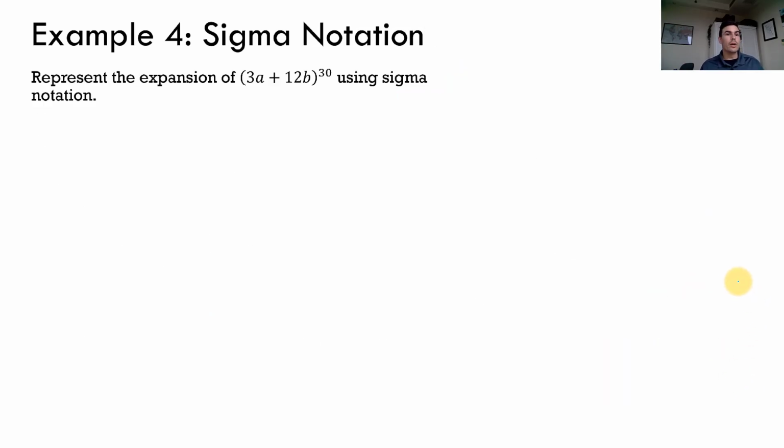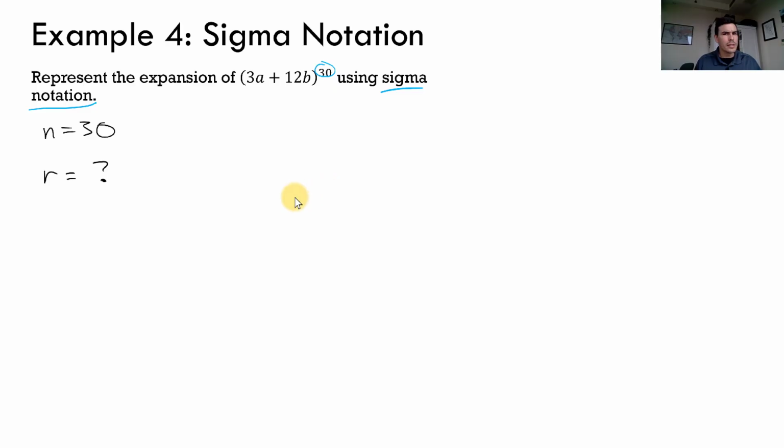Okay, last one here. We are going to represent our expansion of 3a plus 12b all raised to the 30th power using sigma notation. And we know that we have patterns here, which is why we want to think of this as series and sigma notation, right? This is how we're tying this all together. So let's think about what our n value is. And we know that we get that from right here, right? So that's going to be 30.